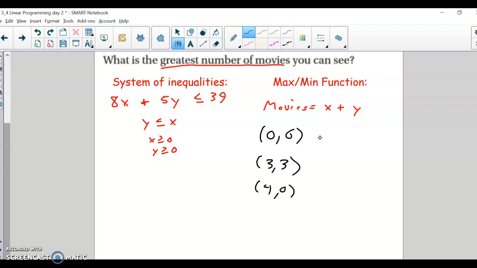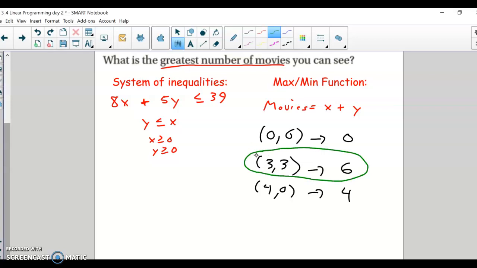All right, and so how many movies do we see here? That's none. Here we see 3 of each, so 6 total, and here it is 4. Okay, so the end of this story is the way to maximize the number of movies is to see at least as many night movies as matinees. Your best bet, if you got $39 and these are the costs, the best bet is to see 3 of each. Right, so that's our final answer: 3 of each movie for a total of 6.